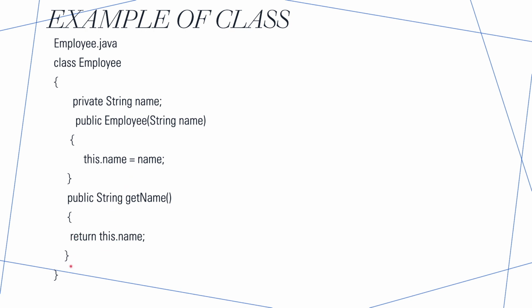So this is how we can create a class. This is an instance variable, constructor, and methods. You can create multiple constructors, multiple methods, multiple instance variables in a class.